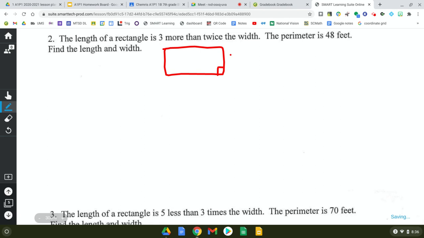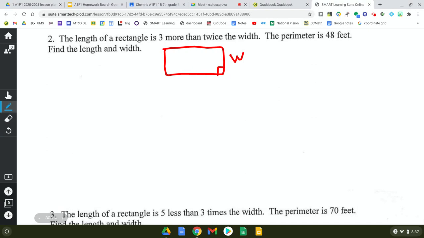I'm going to let the width be W. How would I represent the length if the length is 3 more than twice the width? What should I write for the length? Vidica? 3L. Does it say the length is 3 times the width? Oh wait, no, it's 3 more.